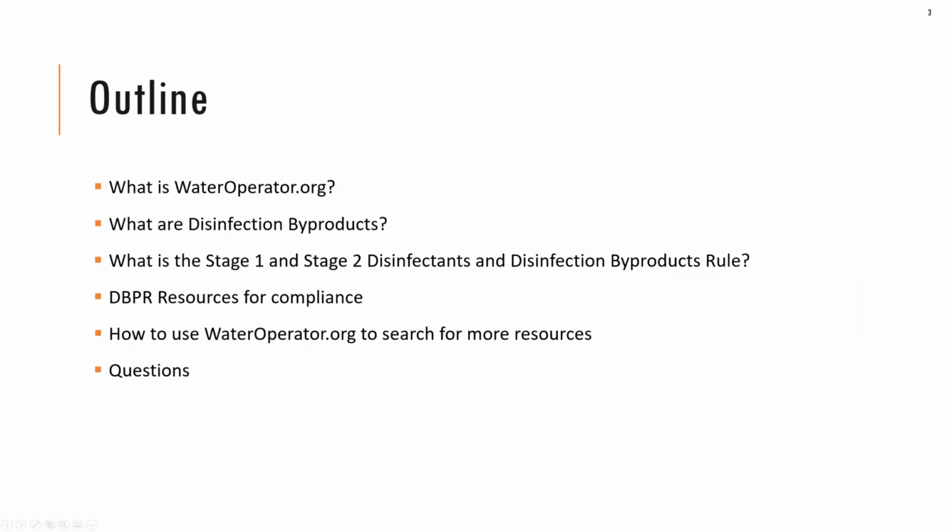So this is the outline of today's webinar. I will begin with a brief introduction of what wateroperator.org is. Then for the majority of the webinar, I'll be talking about stage 1 and 2 DBPR, the requirements of the rules, and resources which are publicly available to help water systems comply with the rules. After that, I will demonstrate how to use the wateroperator.org website to find these resources, as well as other publicly available resources. And then we will finish off by reviewing the questions that you have sent to us.